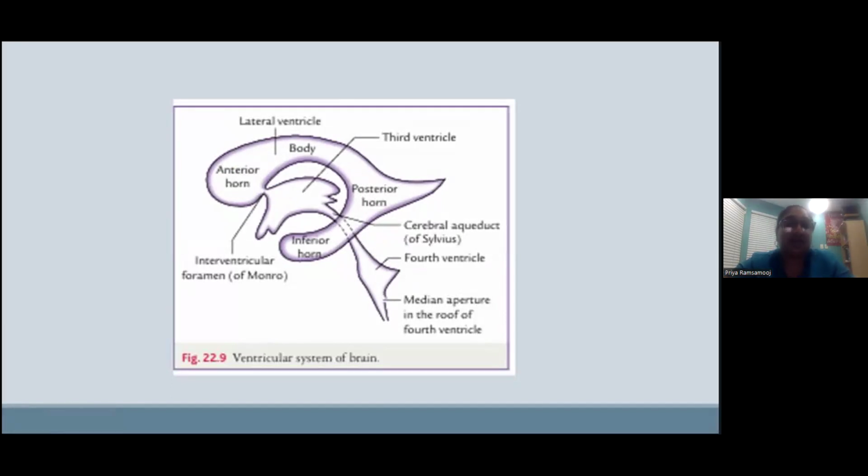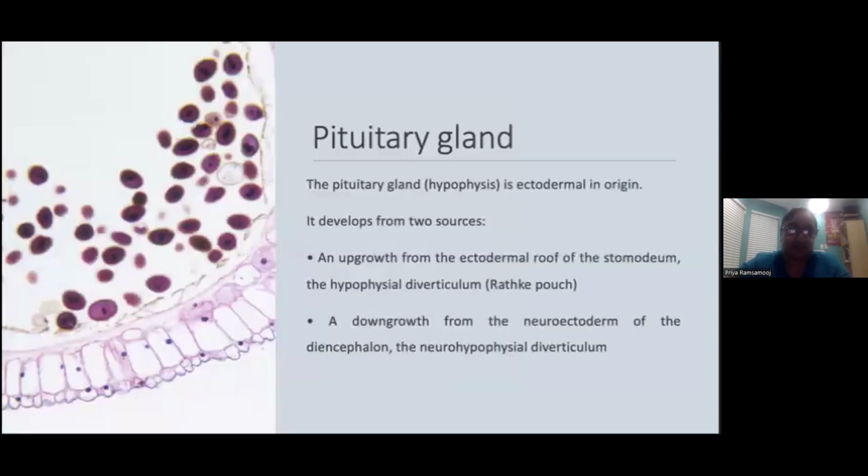third ventricle communicates with the fourth ventricle through the cerebral aqueduct. And then the fourth ventricle is continuous below with the central canal of the spinal cord. And you also have a small dilatation at the inferior end, which is known as the terminal ventricle.